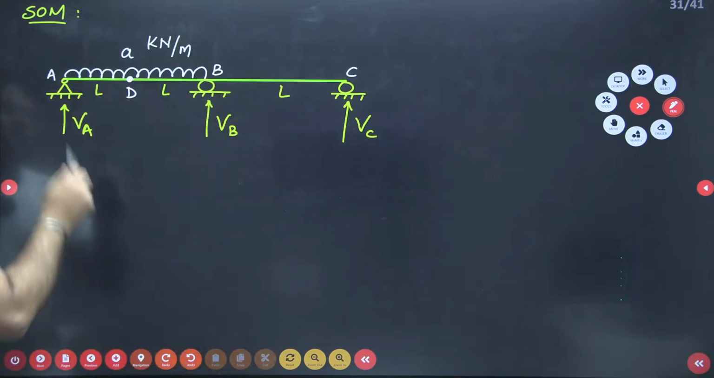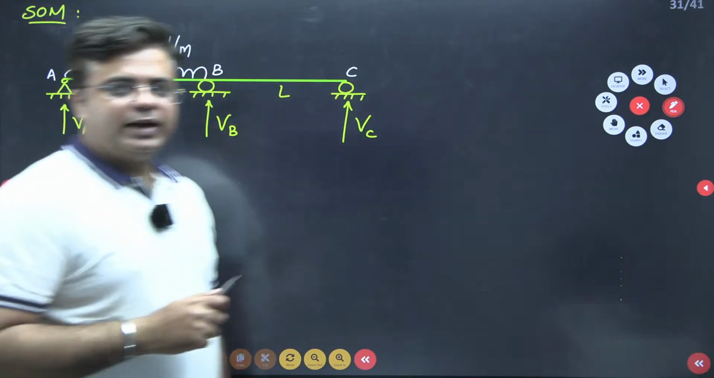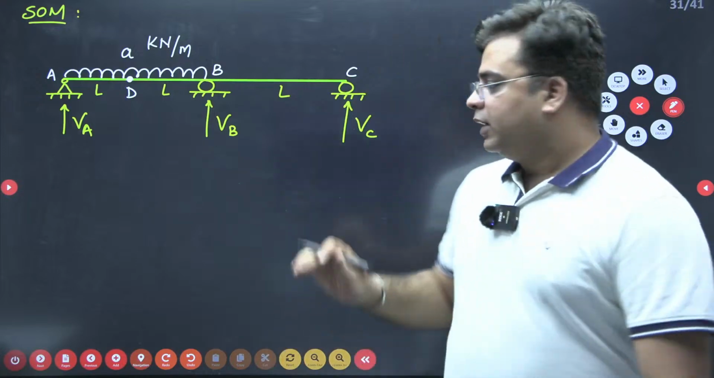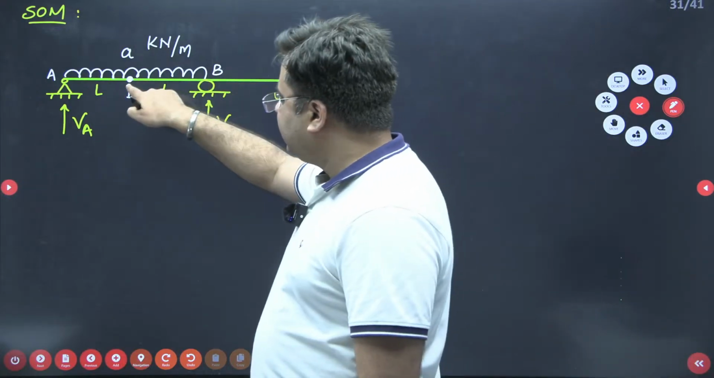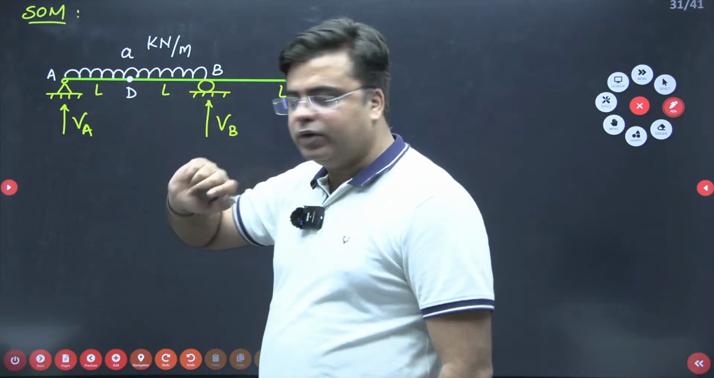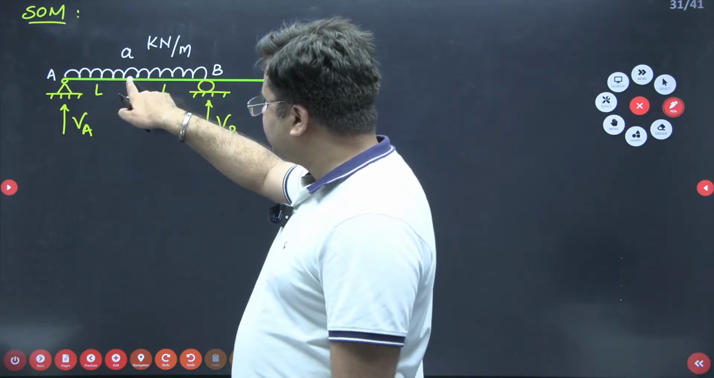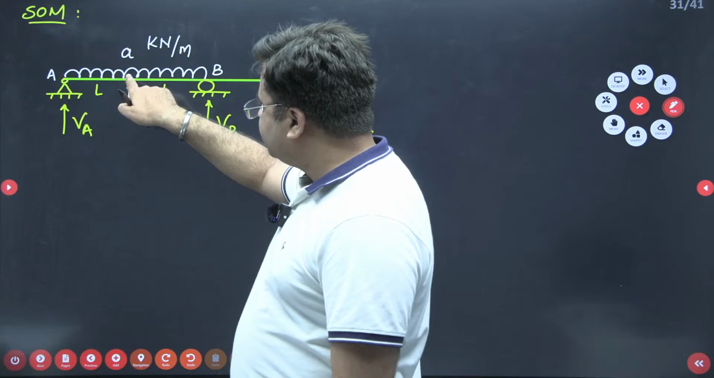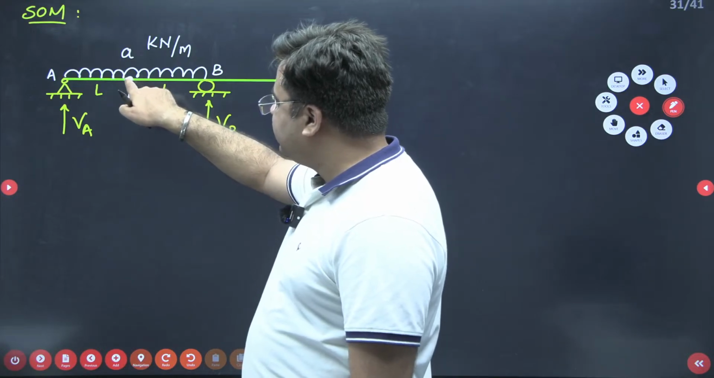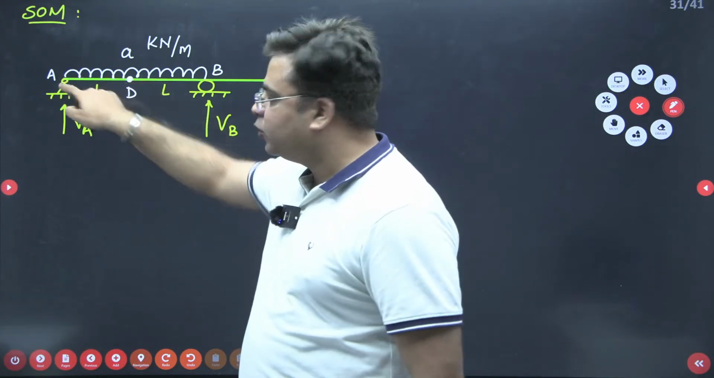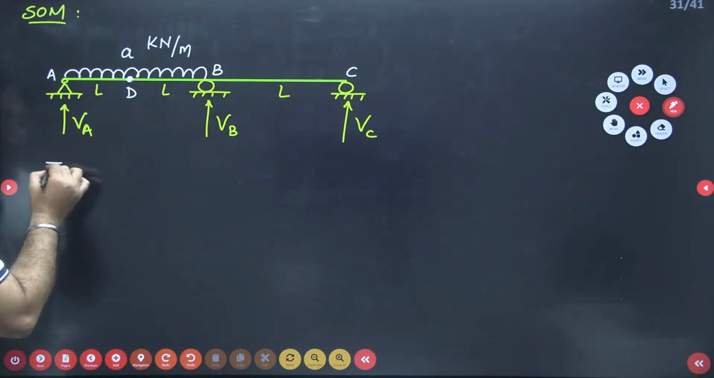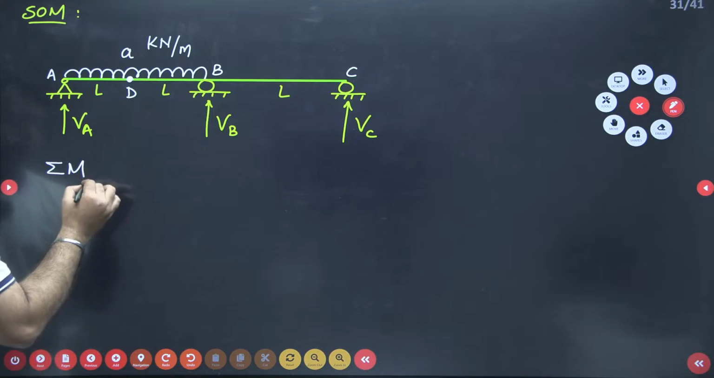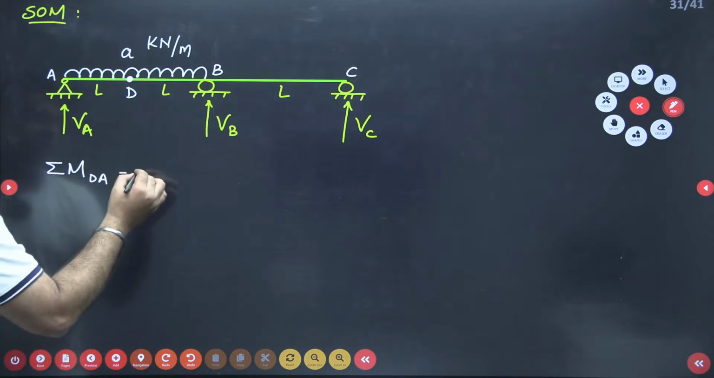Okay. So for calculating these vertical support reactions, what you can do first is, if you observe this beam, this is a determinate beam and this internal hinge makes it determinate. So first you take summation of moment about this internal hinge D equal to 0 on this portion AD. So first we take summation of moment on DA equal to 0.